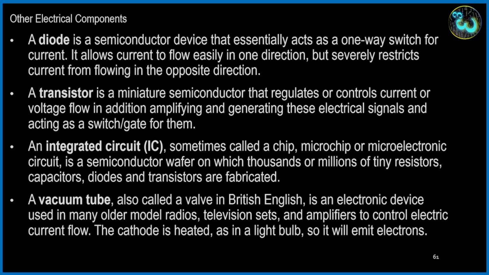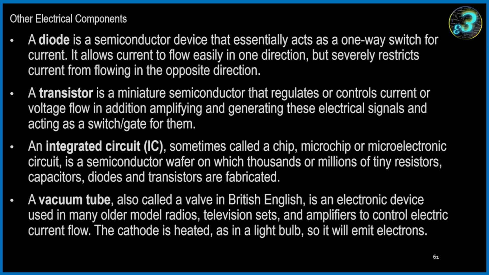amplifying the electrical signals. An IC circuit, sometimes called a chip or microchip or microelectronic circuit, is a semiconductor wafer. So it's a form of a wafer in which thousands or millions of tiny resistors, capacitors, diodes, and resistors are configured. So meaning, ang IC is a miniature circuit which is made to function a certain way, because it is made up of capacitors, resistors, and diodes.